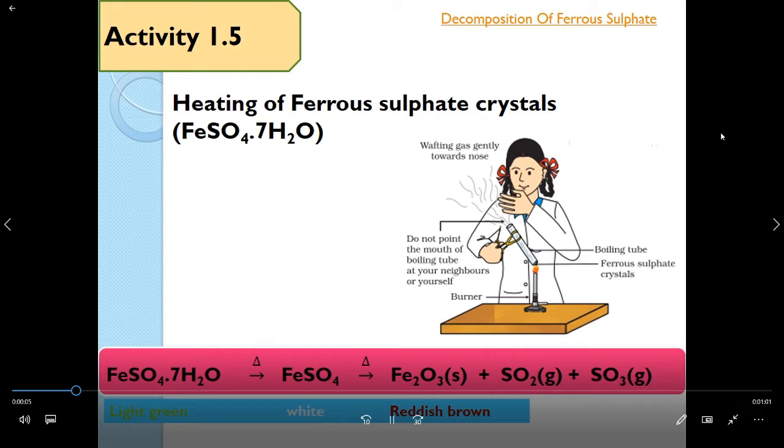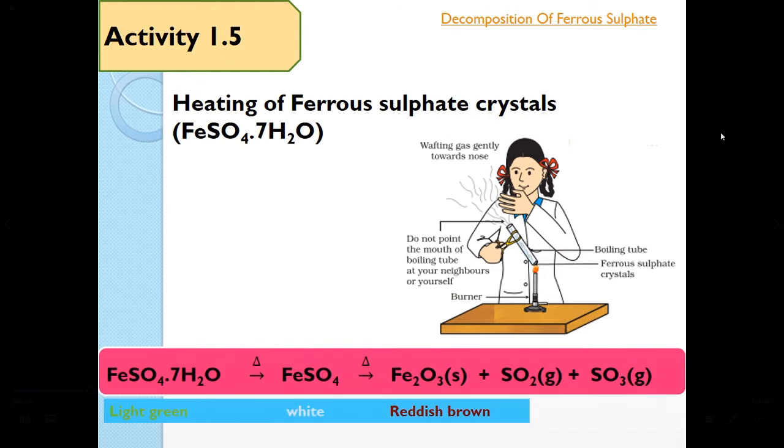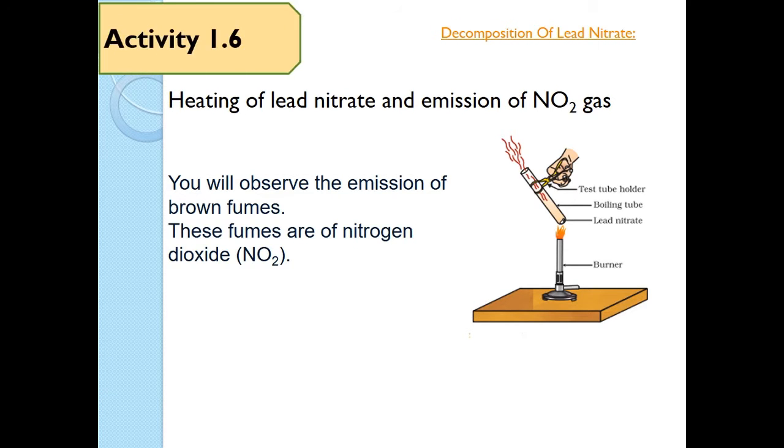When we heat something in chemistry lab, we are supposed to follow certain precautions. Like in this activity, do not point the mouth of the boiling tube at your neighbors or yourself, and waft evolved gas gently towards your nose to smell the gas. Let us now take activity 1.6 of NCERT textbook.